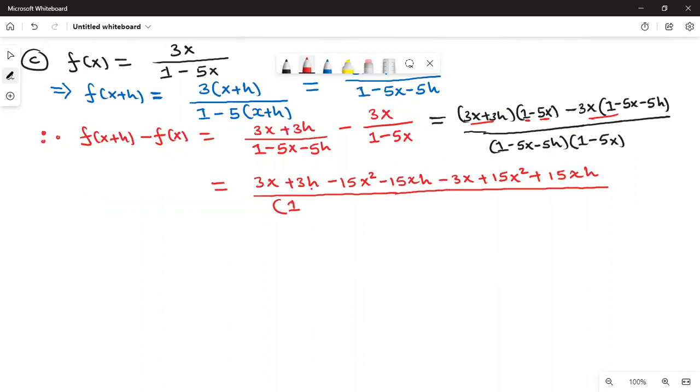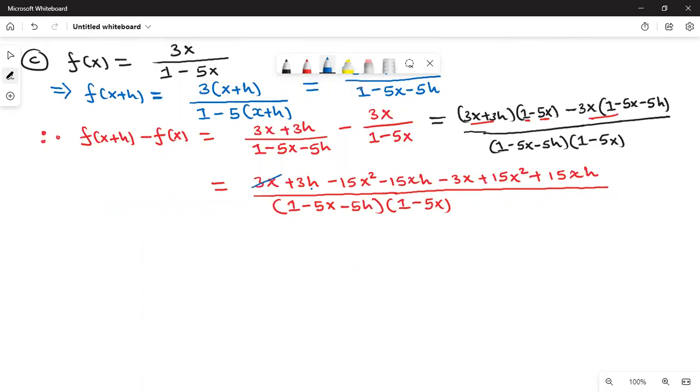And in the denominator, this is what we'll have: 1 minus 5x minus 5h, then times, you don't need to open the bracket in the denominator, just the numerator only, times 1 minus 5x. Take note, just open the bracket in the numerator, not the denominator. So let's simplify the numerator.